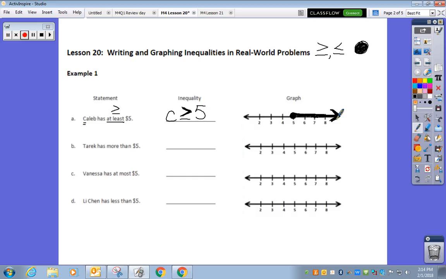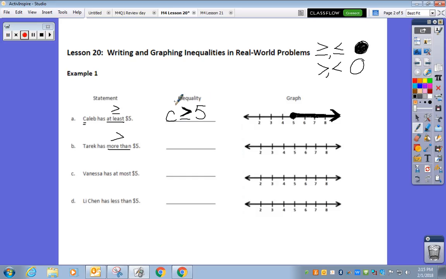If we look at letter B, it says Tarek has more than $5. Hopefully we all know that more than is just another way of saying greater than. In this case, there is not a line underneath it. If I have greater than or less than, remember that will be an open circle when we get to our graph. Since he has more than $5, that means he does not have $5. It does not include that $5. He could have $5.01, but he doesn't have $5.